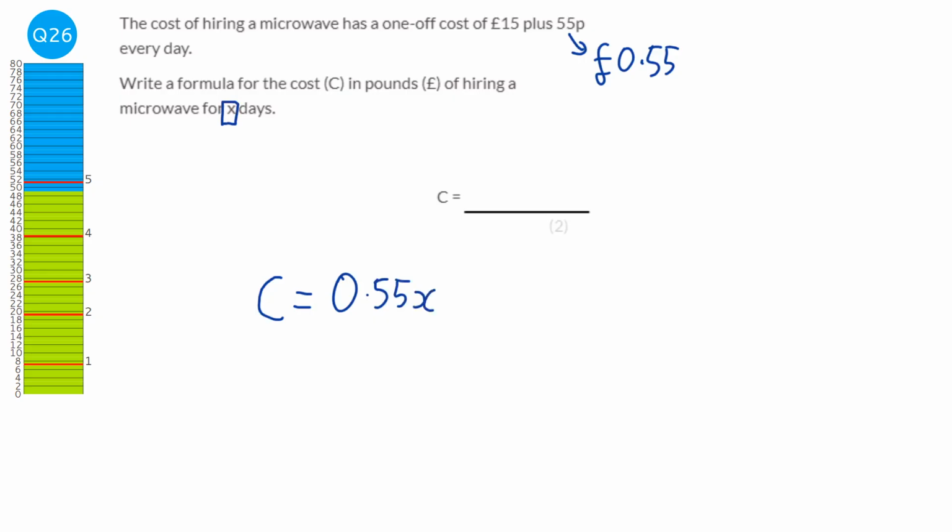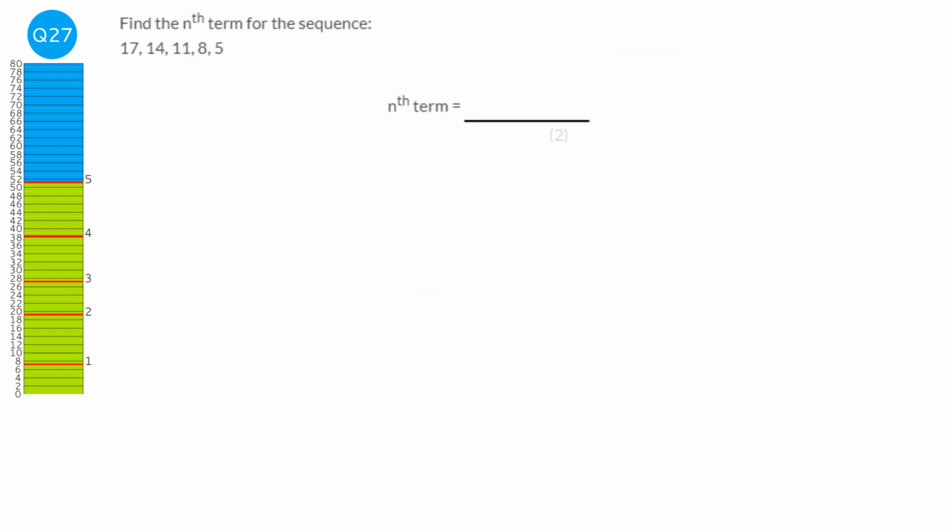Then it says that there's just a one-off cost of £15. So you're going to have to pay £15 regardless. So we're just going to add 15 onto that. So the answer would be C equals 0.55x plus 15.